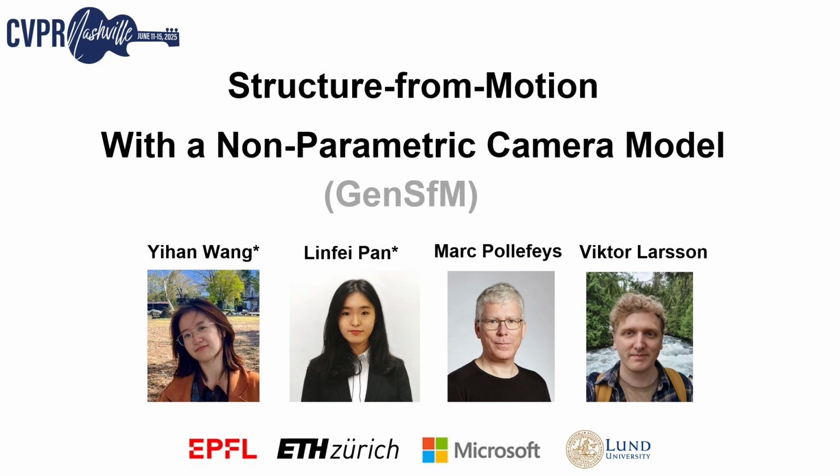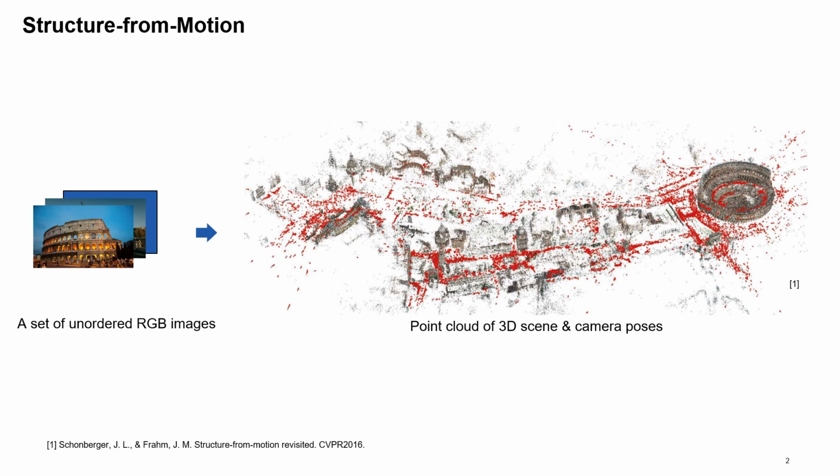Hi, everyone. Here we present our latest work, Structure from Motion with a Non-Parametric Camera Model, also called GenSfM. Structure from motion is a method that takes a set of unordered RGB images and estimates the point cloud of the 3D scene as well as camera poses.